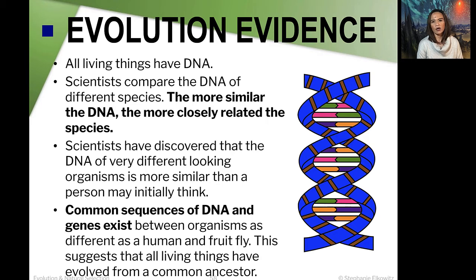Now, scientists have discovered that the DNA of very different looking organisms is more similar than a person may initially think, just like in our lesson 1 in Evidence of Evolution. Most common sequences of DNA and genes actually exist between organisms as different as humans and the fruit fly, for example. Now, this suggests that all organisms and living things have evolved from a common ancestor.